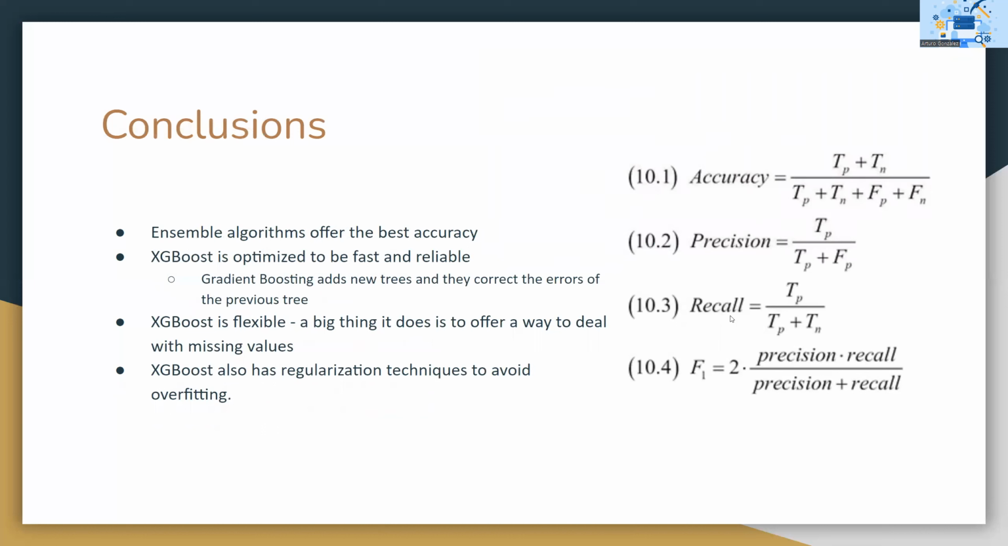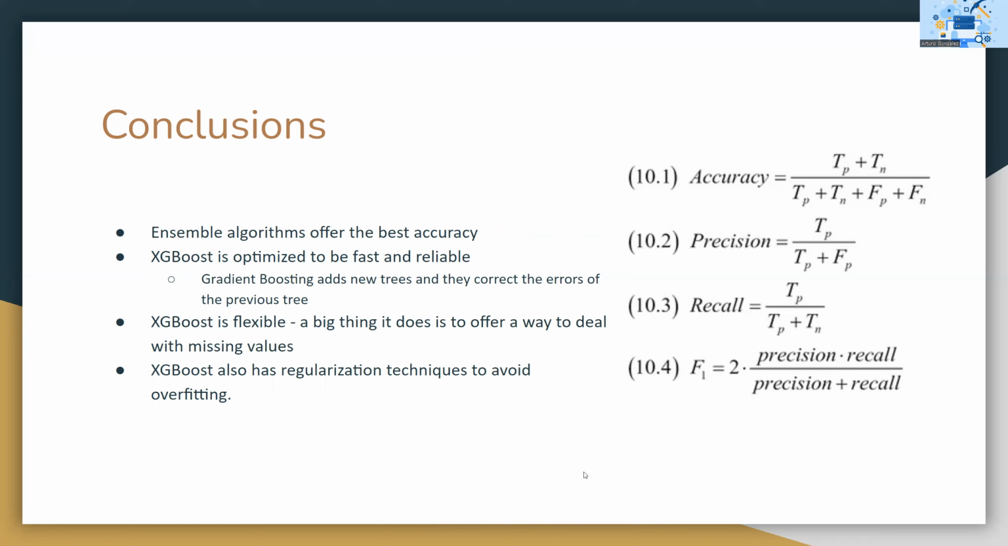Here are the F1 score, recall, precision, and accuracy. Here's what they are: accuracy is true positive plus true negative, divided by true positive plus true negative plus false positive plus false negative. Precision is true positive over true positive plus false positive. Recall is true positive over true positive plus true negative. And F1 is 2 times precision times recall over precision plus recall. So they all lead to the same thing, which means you want your true positive rate to be as close to one as possible, and that will lead to higher scores.